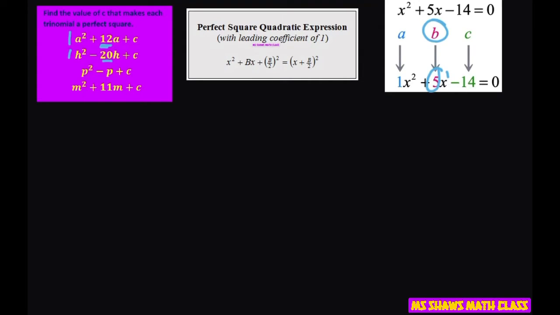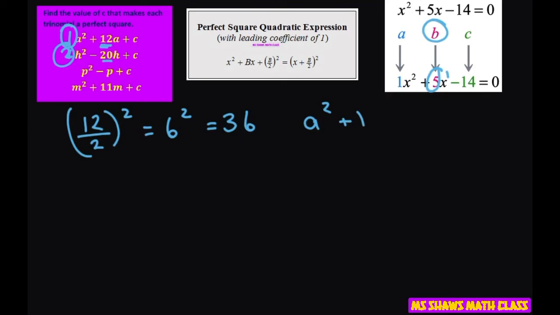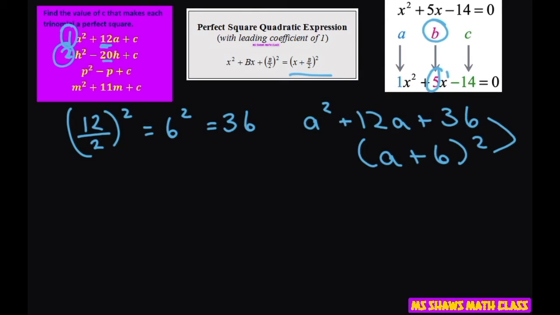So for this first one, I'll call this number 1, this number 2. We're going to take 12, divide it by 2, and square it. So that's going to be 6 squared, which equals 36. That means you'd have a squared plus 12a plus 36. And that means I can now write it as a plus, take half of 12, is 6 squared. These are equivalent. These equal the same.